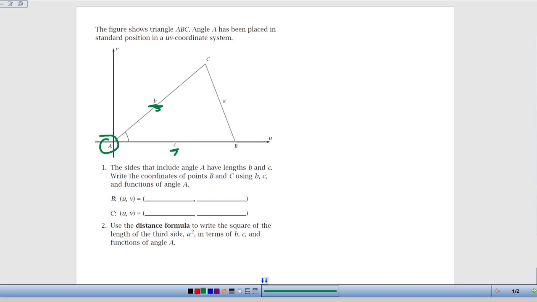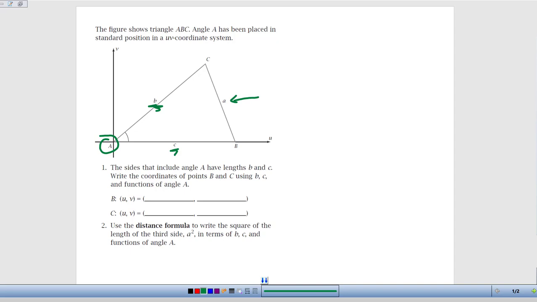What we're going to try to figure out is the length A. How can I write the length A in terms of these 3 measurements that we know, the 2 lengths B and C and the angle A? We're going to apply the distance formula to the diagram that we have here to find what that length A is. A is just the length that travels between the points B and C.